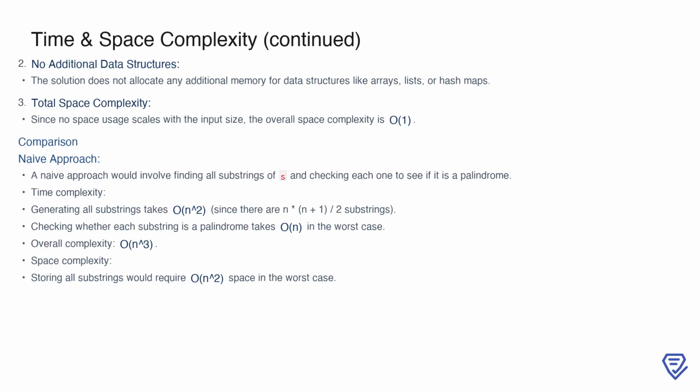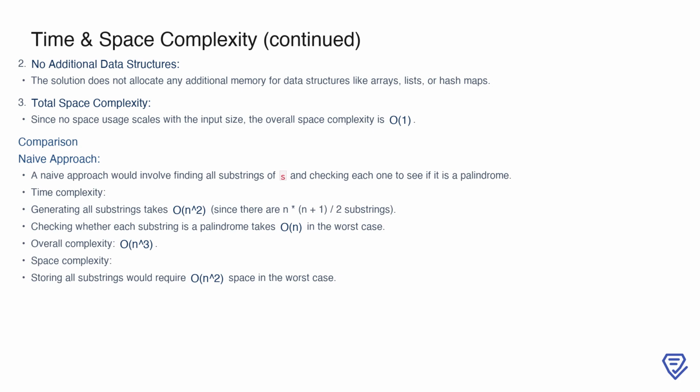Let's compare this optimized solution to a naive approach. The naive method involves generating all possible substrings of the input string and checking each one to see if it's a palindrome. Generating all substrings takes O(n squared) time since there are n*(n+1)/2 substrings. For each substring, checking whether it's a palindrome takes O(n) time in the worst case. This results in an overall time complexity of O(n squared) * O(n), which simplifies to O(n cubed). Additionally, the naive approach requires O(n squared) space to store all substrings.